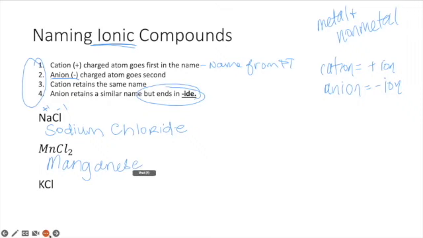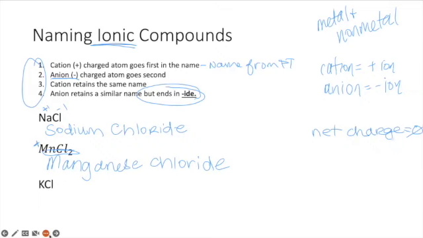So manganese is the positive ion. So it's going to retain the exact name from the periodic table. And again, chlorine becomes chloride. I don't have to mention anything about their subscripts because in ionic bonds, we know that they're always trying to get a net charge of 0, and therefore this is implied from the name.